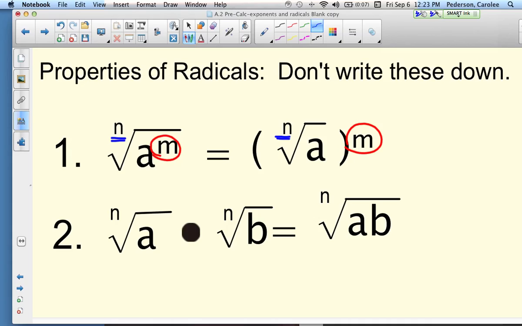The second property is two radicals that are multiplied together. In order to combine two radicals that multiply together, they must have the same index. In this case, the index is n. So what you do is you multiply the bases together, a and b, and now it becomes one radical.